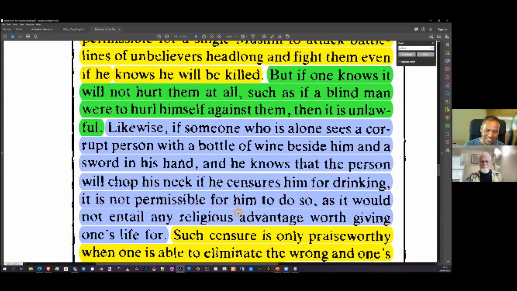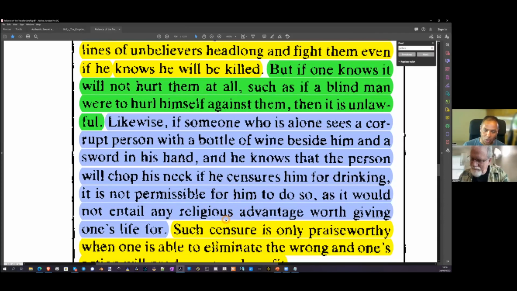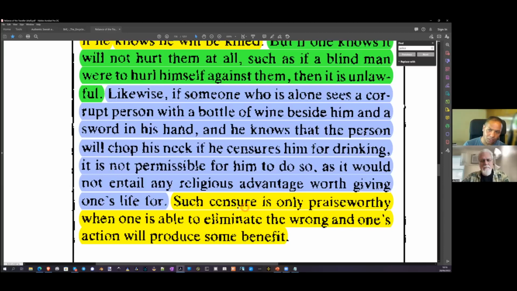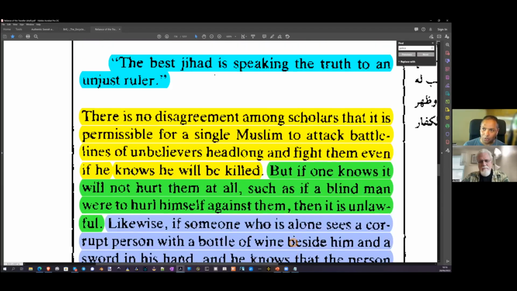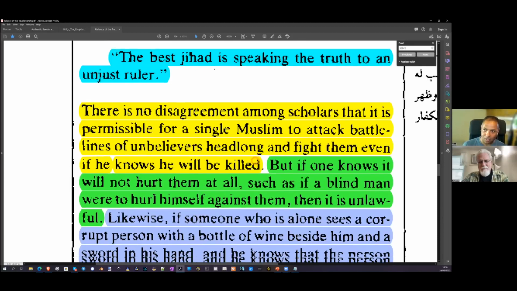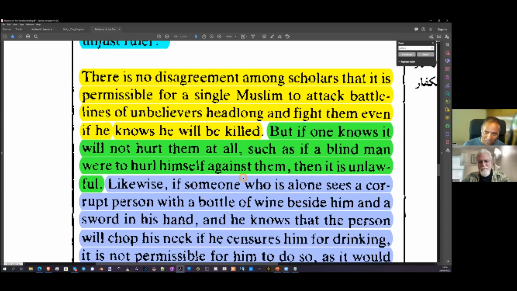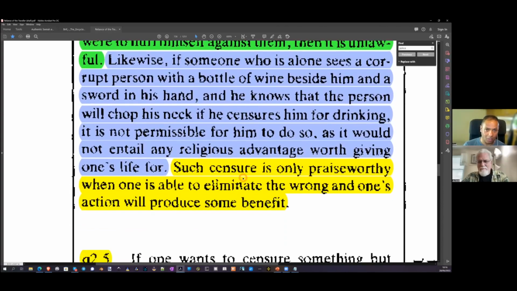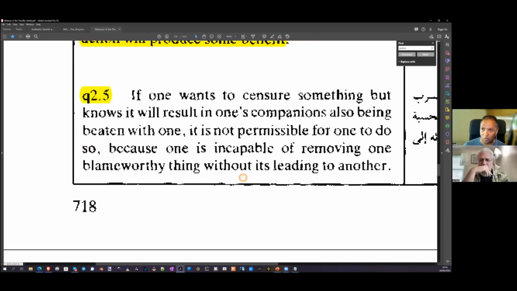In other words, going up to someone, stealing their things and breaking their bottle, because you're allowed to. They say don't break it, but later on they'll contradict themselves and they'll say smash it. But this does not entail religious advantage. And in fact, you'll see later, you are allowed to break and enter. You can enter someone's property and smash, you can enter their house and smash their property, and this is of religious advantage. And this is not worth giving one's life for. Such censure is only praiseworthy when you are able to eliminate the wrong and your actions will produce some benefit. So notice, speaking the truth to an unjust ruler also includes the connotation and the clear context of fighting and killing, smashing things, attacking people. So understand how it is written and how it is understood are two often vastly different things.